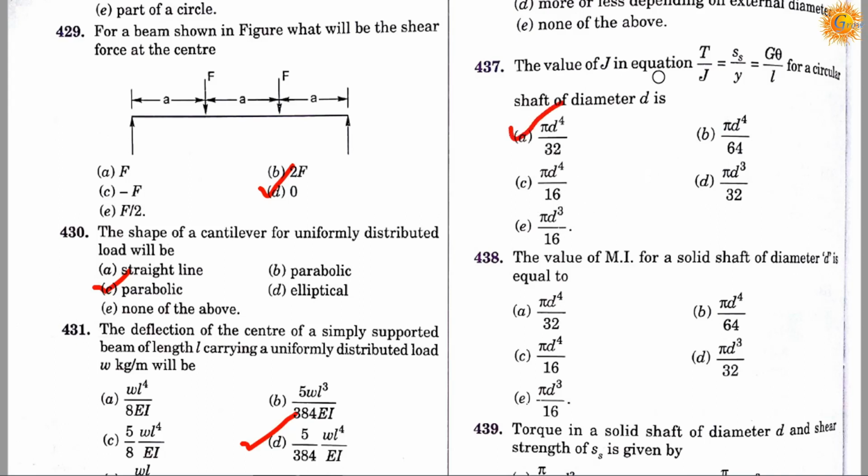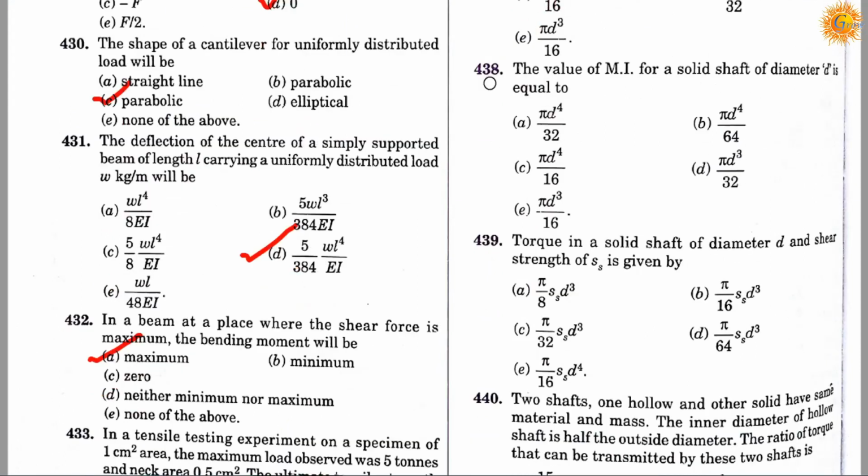The value of J in the equation T upon J is equal to SSY divided by G theta divided by L for a circular shaft of diameter D is pi d power 4 divided by 32. Question number 438. The value of Mi for a solid shaft of diameter D is equal to option A pi d 4 divided by 32, option B pi d power 4 divided by 64, option C pi d power 4 divided by 16, option D is pi d cube divided by 32, option E pi d cube divided by 16. Correct answer is B, it will be pi d power 4 divided by 64.